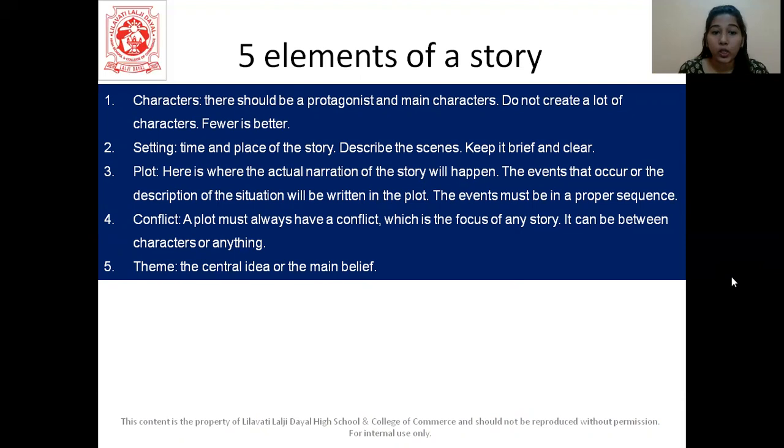And then comes in your theme. So theme is basically the central idea of your story. All right, students. So these are the 5 elements that you have to keep in mind while writing a story. I hope you have understood this.